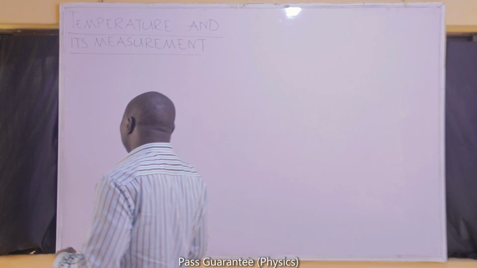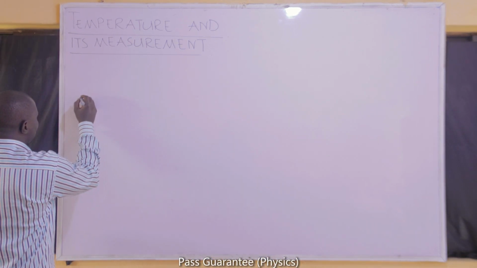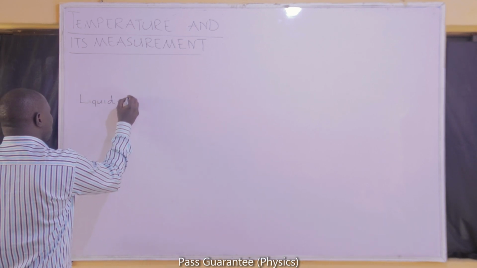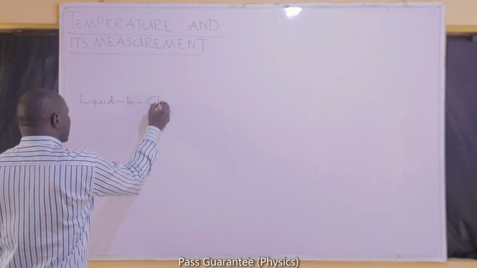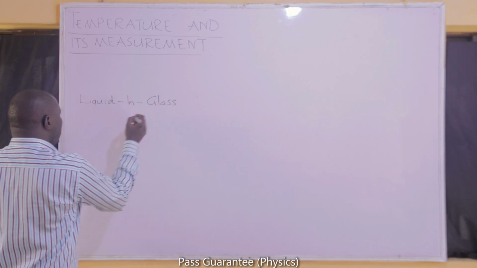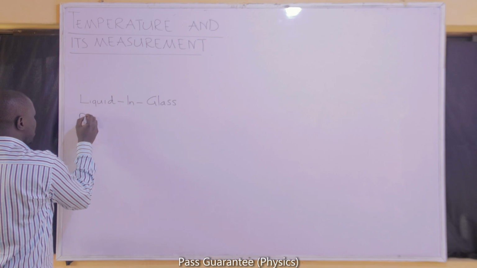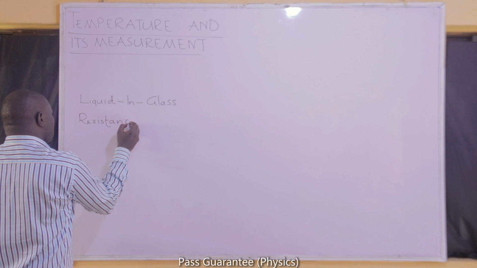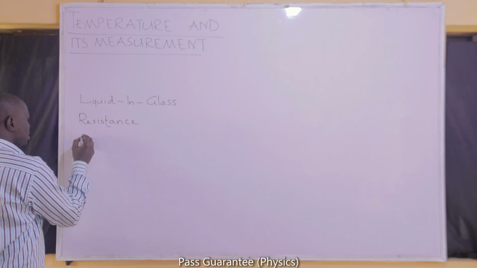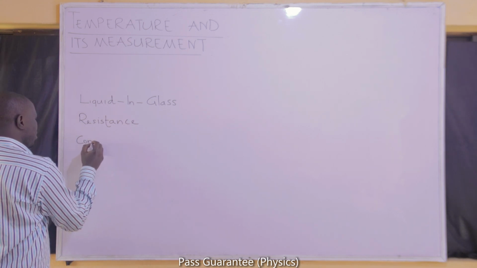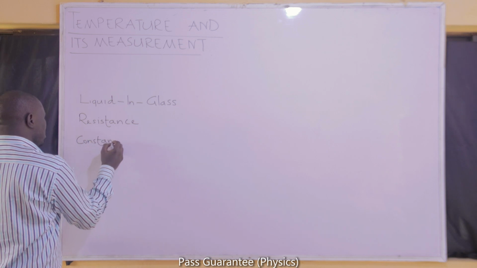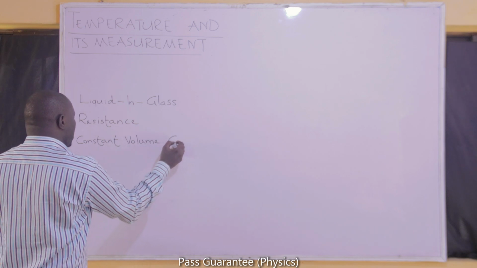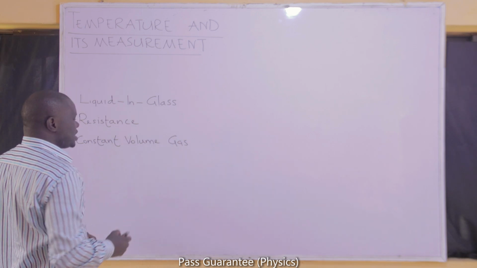But basically, I'm going to list out common types of thermometers that we have. There's one that is called liquid in glass. There's another thermometer that is called a resistance thermometer. There is another thermometer that is called a constant volume gas thermometer, or we just simply refer to it as gas thermometer.